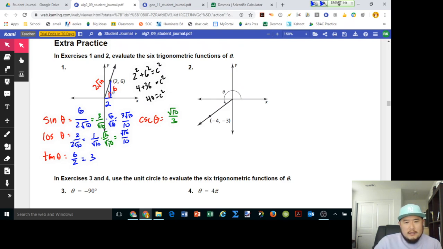The inverse of cosine is secant. And our answer right there will simply be rad 10, taking the inverse of 1 over rad 10. And then for cotangent, we'll take the inverse of 3, and that's going to be 1/3. All right, and those are all 6 of your trig functions right here, all in one.